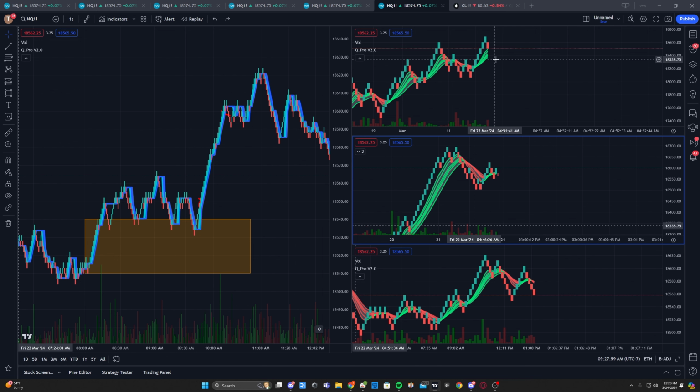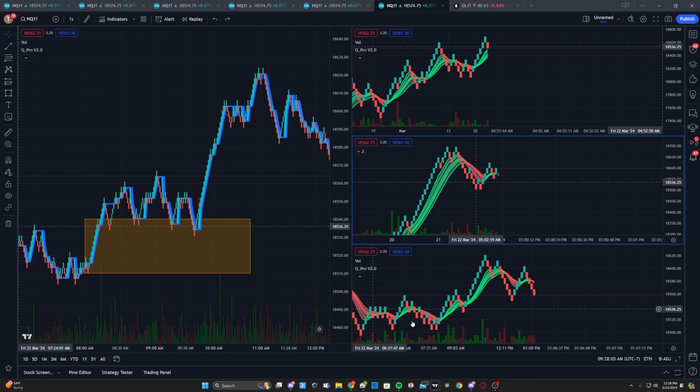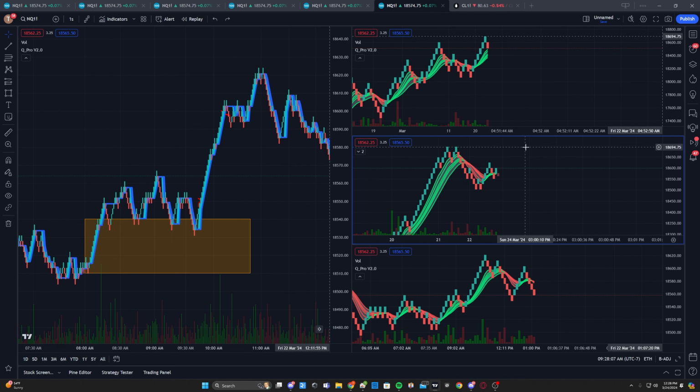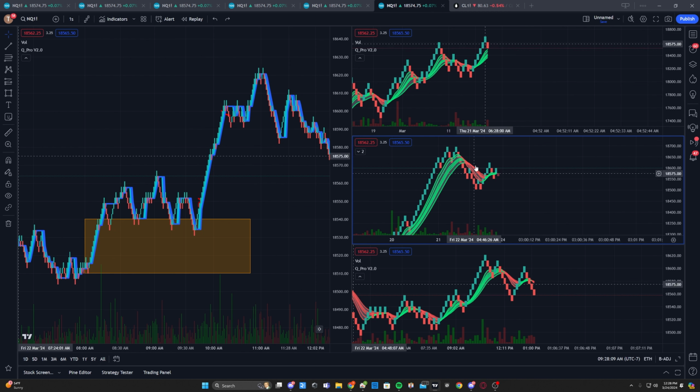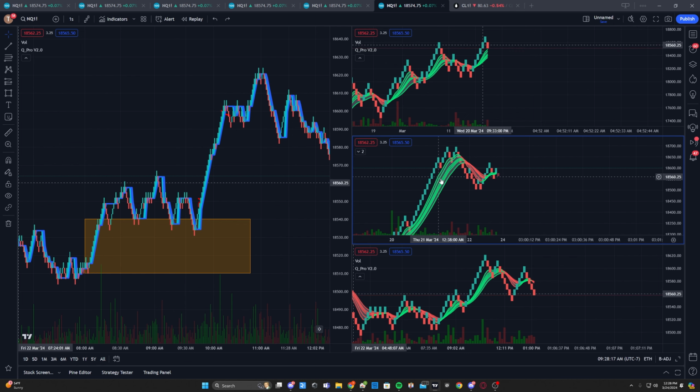If these are both red, right, and this is green and this is green, I'm not taking a long because it's going against the overall bigger trends. I'm just not doing it. So one of these two has to be going the direction you want to go, right? And we're going to use this as a filter right now.